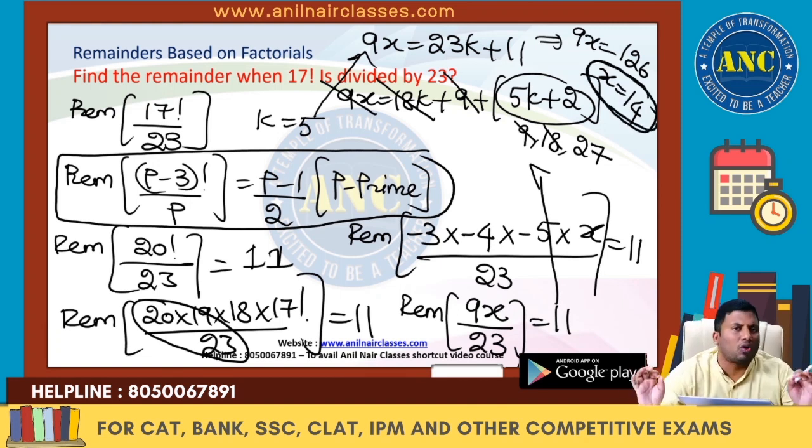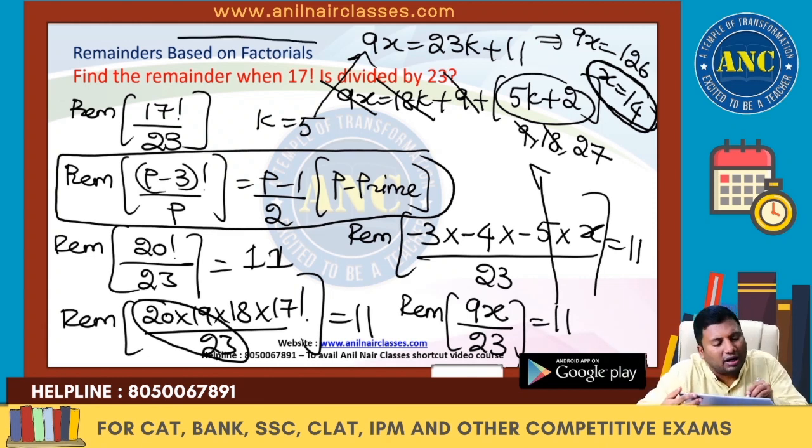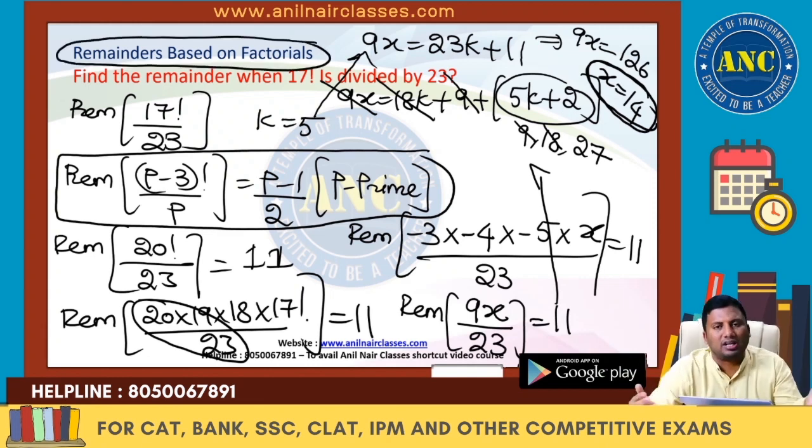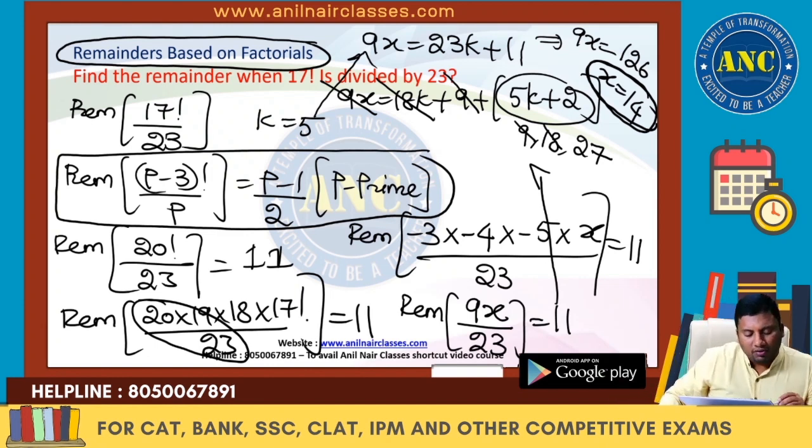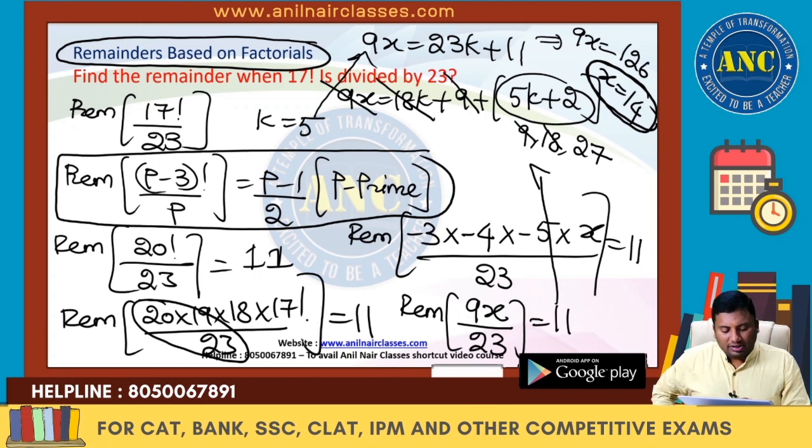Very, very good quality questions from the topic remainders based on factorials we are discussing. 17 factorial divided by 23, 20 factorial divided by 23 is 11. 20 factorial is 20 into 19 into 18 into 17 factorial by 23. 20, 19, 18 are minus 3, minus 4, minus 5, into x divided by 23 is 11. 60 divided by 23: 23 threes are 69, 16, minus 9, minus of minus is plus.